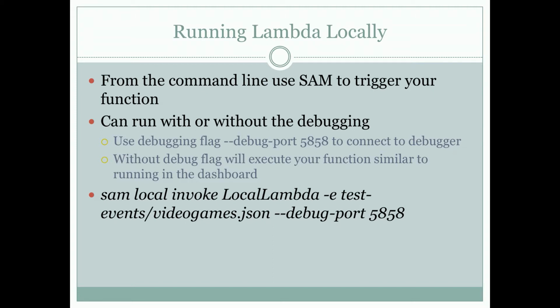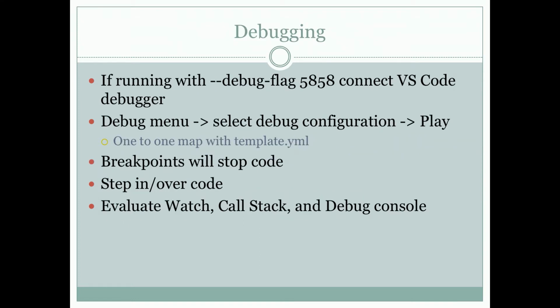So with debugging, the debug flag, I think that's a typo there. Anyways, you include the debug flag at 5858. And then in VS Code, you would just debug it like you would any other application that you're running locally. Breakpoints will stop code. You can step in, you step over code. It's really handy to actually watch your code run.